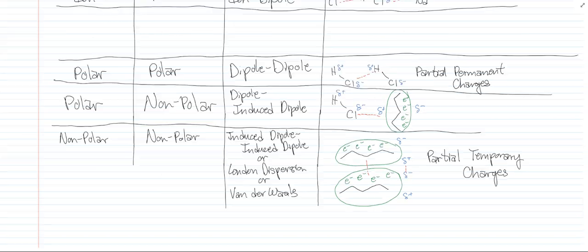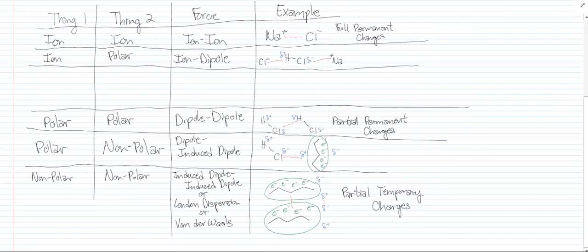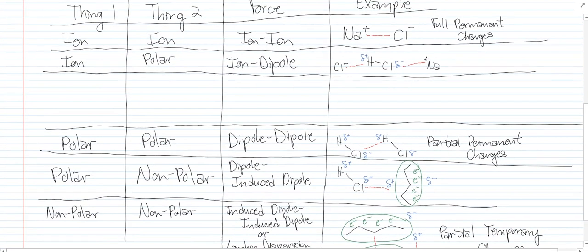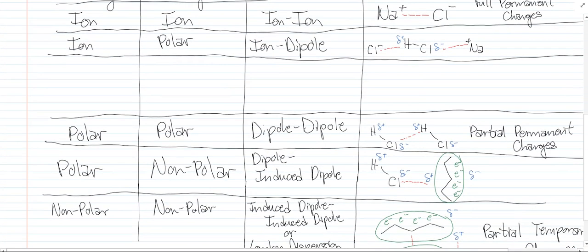All right, and that leads us to this last one that I have here. You might be thinking, what about hydrogen bonds? Hydrogen bonds fall here. So hydrogen bonds are between two polar molecules, okay, but they're a special type of dipole-dipole. It's special because it's stronger than a normal dipole-dipole.